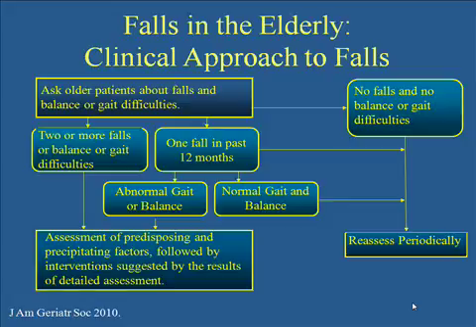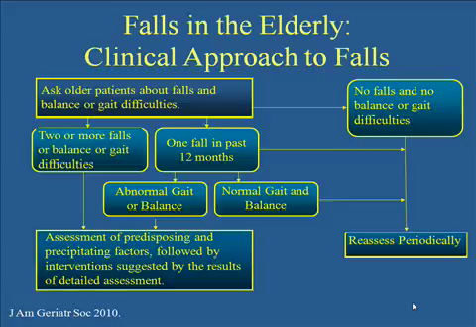So the first issue is, you can see, ask older patients about falls and balance or gait difficulties. What this implies is screening people. So when you're seeing your older clientele, when you're working with older patients, you should ask them, have you fallen in the past 12 months? Or are you having any problems with balance or gait? If they have not had any falls in the past 12 months and are having no balance or gait difficulties, again, once a year, you might want to reassess them and see how they're doing.